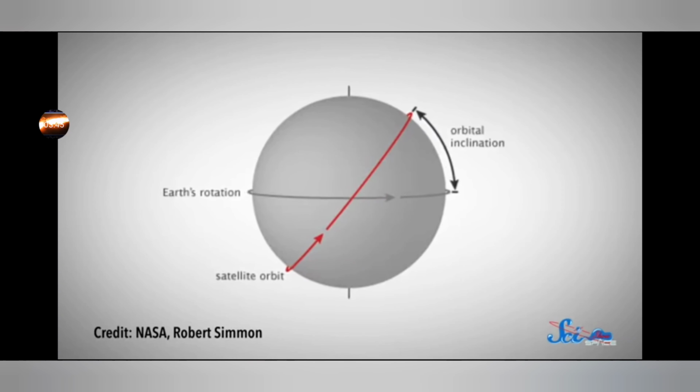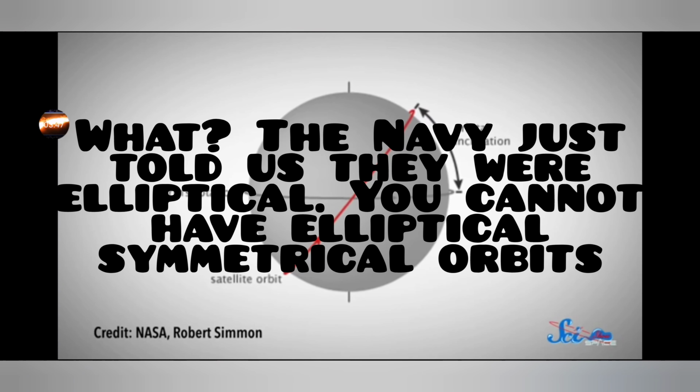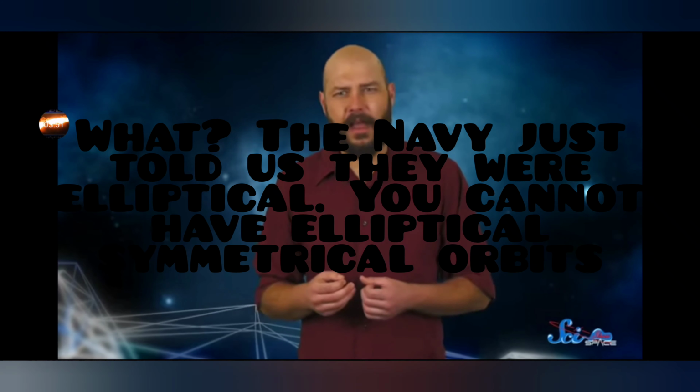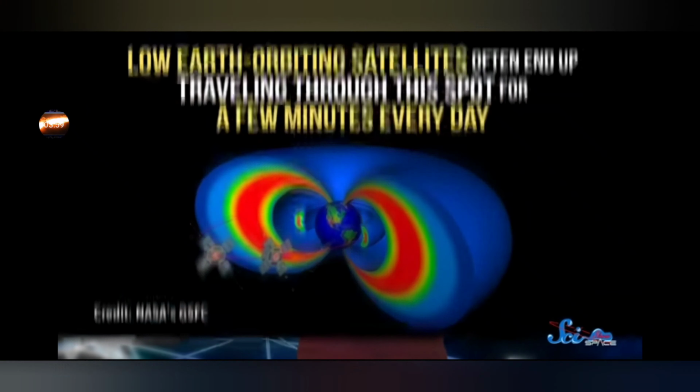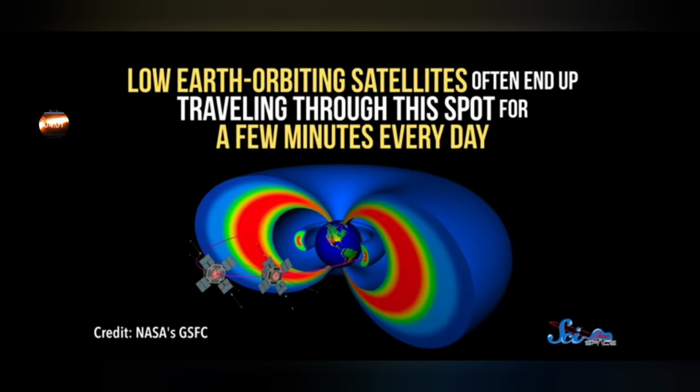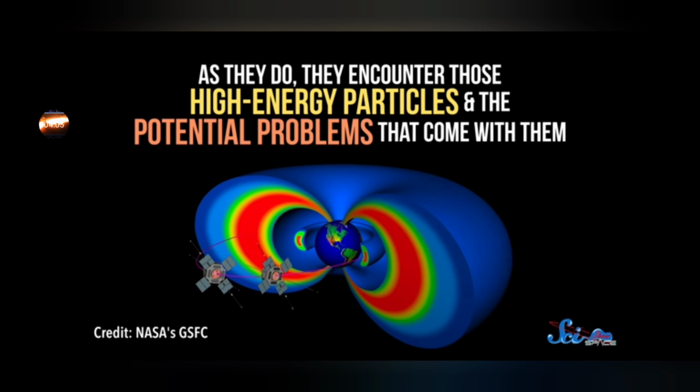Orbits are symmetric around the equator, so if you want a satellite to pass over a certain latitude in the northern hemisphere, it will also have to pass over the same latitude in the southern hemisphere. So if you want your satellite to fly over somewhere specific, like NASA's facility in Maryland at about 40 degrees north, your satellite will also have to pass over 40 degrees south, right through the South Atlantic Anomaly. Because of this, low Earth-orbiting satellites often end up traveling through this spot for a few minutes every day. And as they do, they encounter those high-energy particles and the potential problems that come with them.